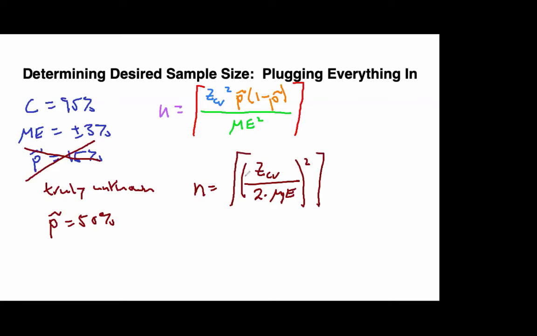So this is an alternate formula. Either you remember that if you don't know an estimate, you plug in a p tilde of 50%, or you can use this version of the formula. They're the same thing, but it might be easier to remember one way versus another. All right.